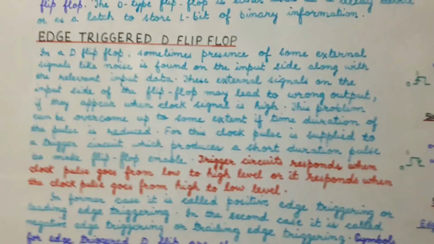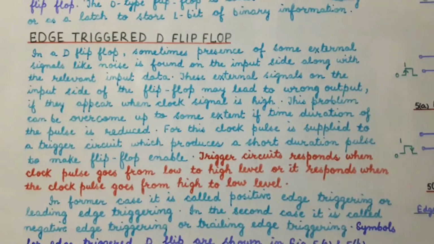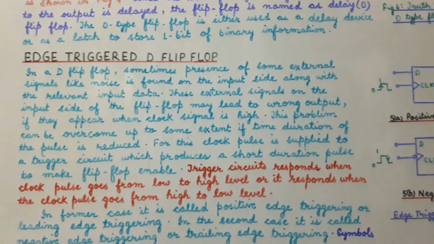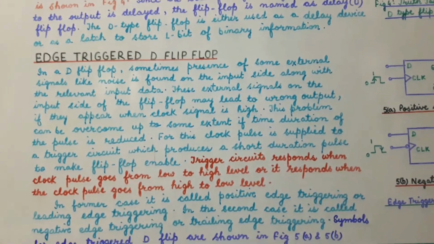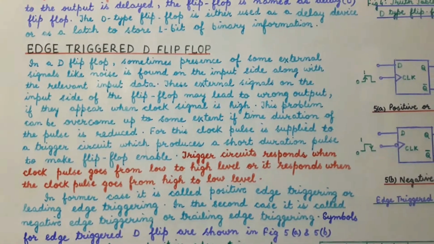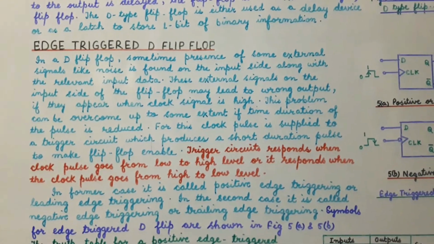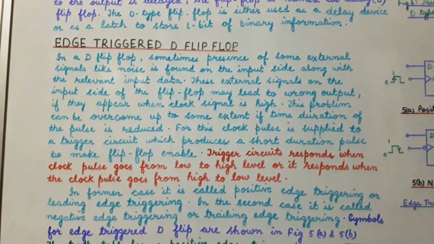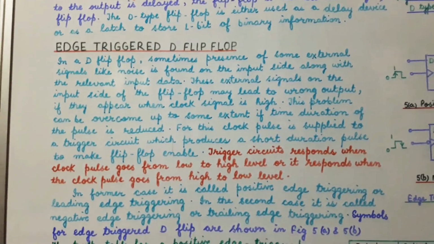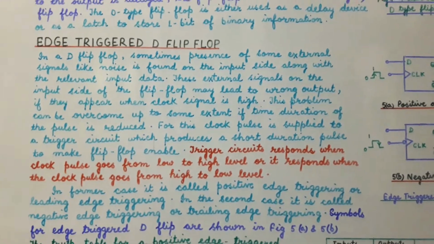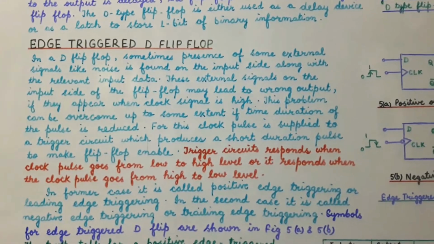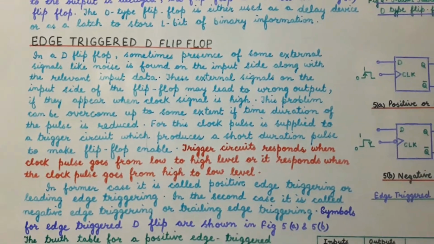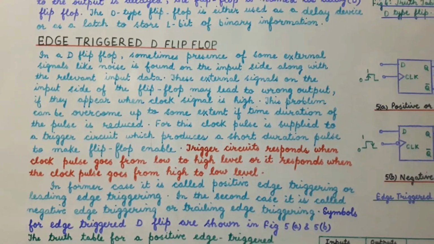तो ये जो प्रॉब्लम है इसको ओवरकम कर सकते हैं हम लोग. That is, this problem can be overcome up to some extent if the time duration of the pulse is reduced. इस प्रॉब्लम को ओवरकम करने के लिए हम लोग इसका जो पल्स है उसको अगर रिड्यूस कर दें, ड्यूरेशन ऑफ द पल्स को, तो ये जो रॉन्ग आउटपुट का प्रॉब्लम है इसको बहुत हद तक हम लोग एलिमिनेट कर सकते हैं.